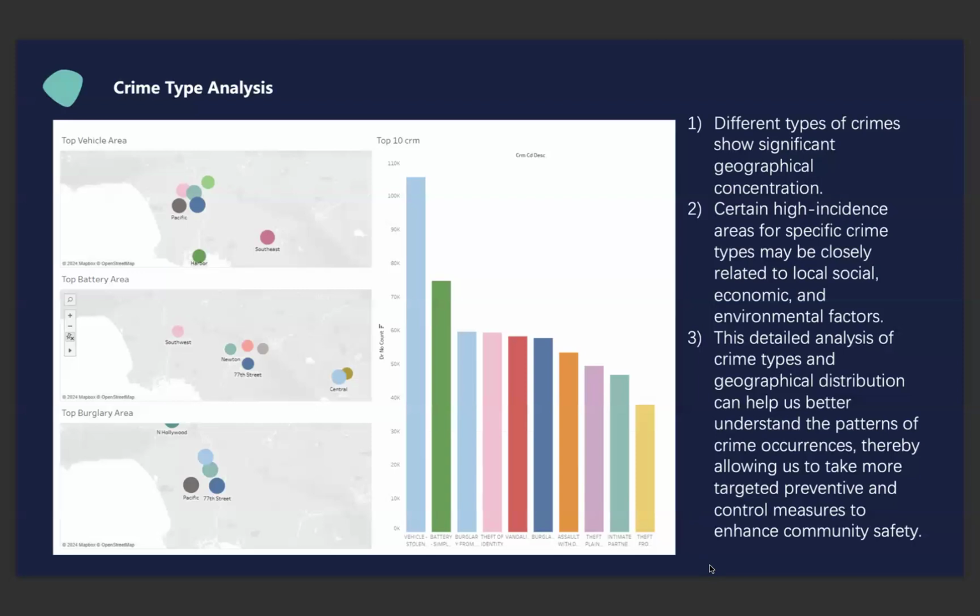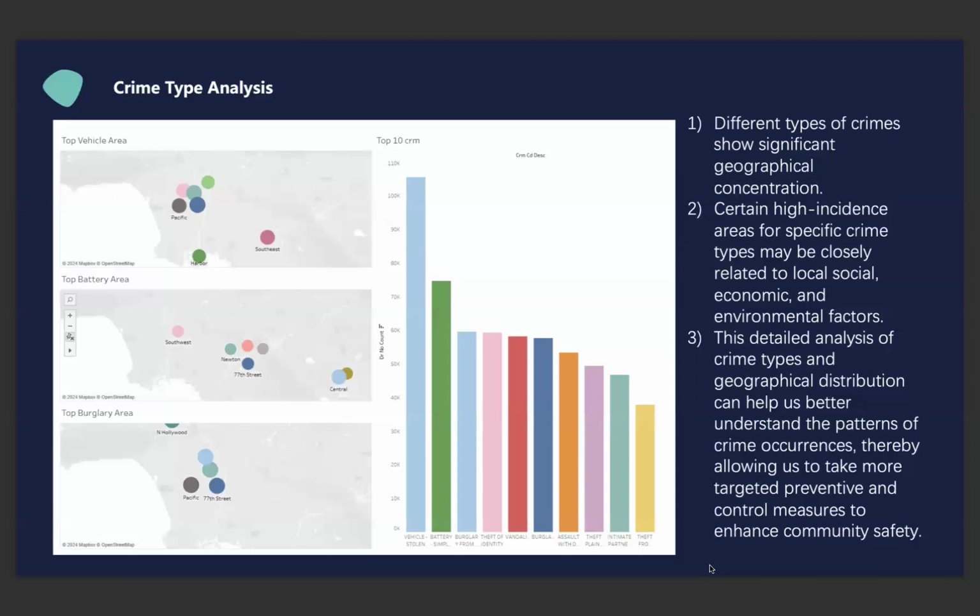This visual representation makes it easier to identify which crime types are most prevalent. To gain a deeper insight into the geographical distribution of these crimes, we have highlighted the high incident areas for three specific crime types on the map. These crime types are vehicle theft, simple assault, and burglary. First, for vehicle theft, the map shows that vehicle thefts are primarily concentrated in the Newton area and its surroundings, such as Pacific and Southeast.